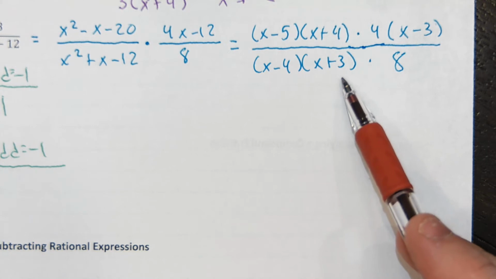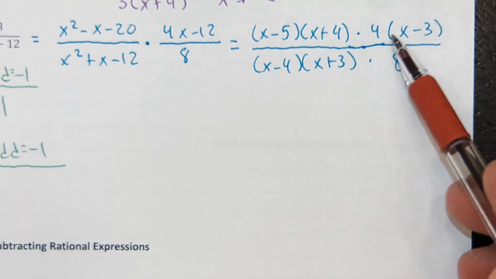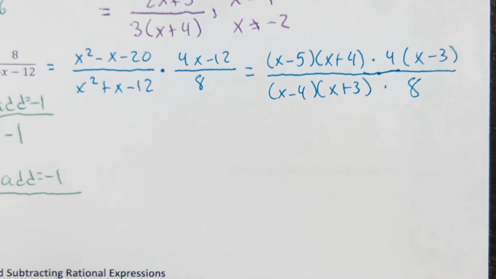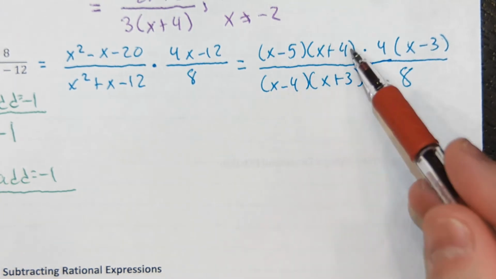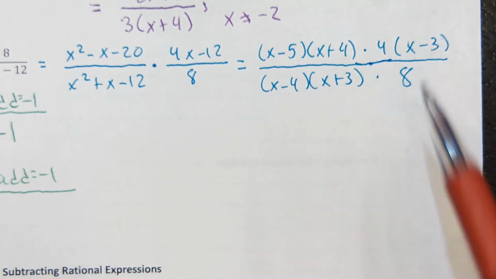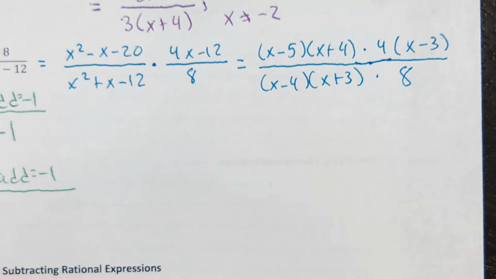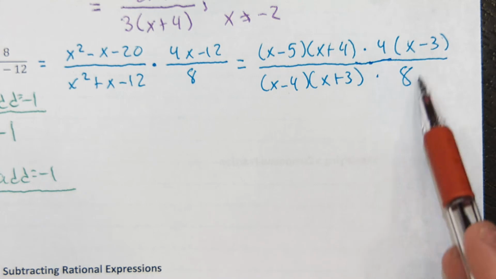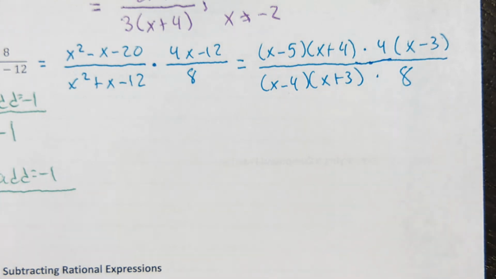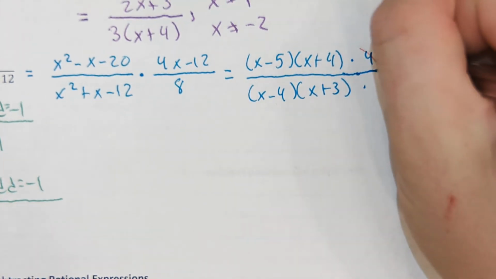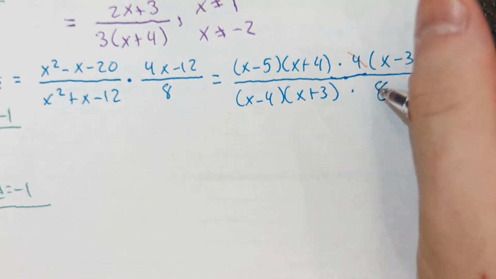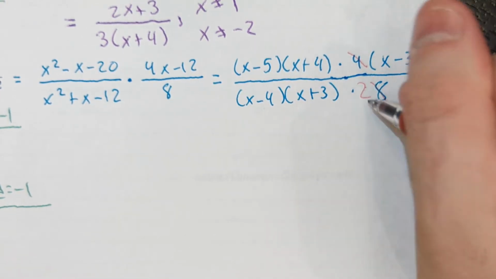Well, the 4 and the 8 reduce, but Mr. M, these are so similar. And these are so similar. Yeah, I know they're similar, but they're not identical. And because they're not identical, we can't cross anything off. Legitimately, the only thing we could do is reduce this 4 over 8. And both the 4 and the 8 can be divided by 4. Dividing this by 4 gives me 1, and dividing this by 4 gives me 2.